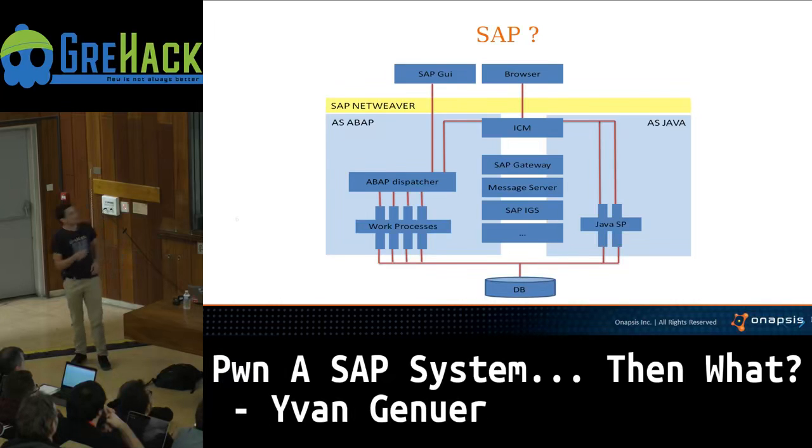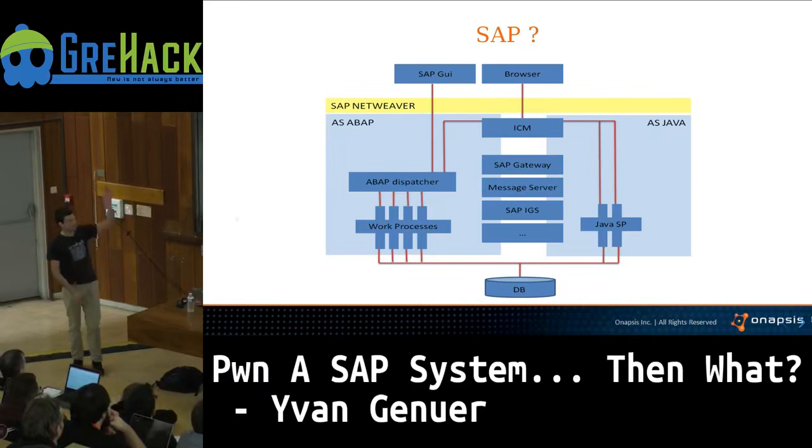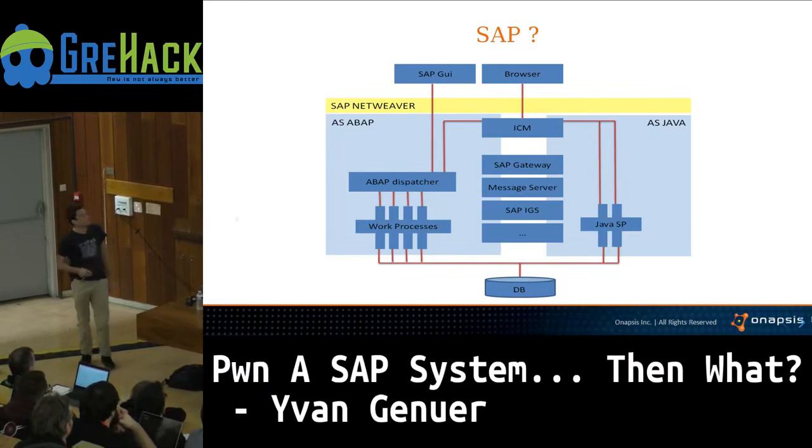On the Java side, it is more web-oriented. You use a browser to communicate with the Java part, and then retrieve information directly from the database. And in the middle, there are several services. When you start an SAP system, there are a lot of services like ICM for Internet Communication Manager, SAP Gateway, SAP Message Server, SAP IGS, and so on. I did not put them all because I don't have the space.